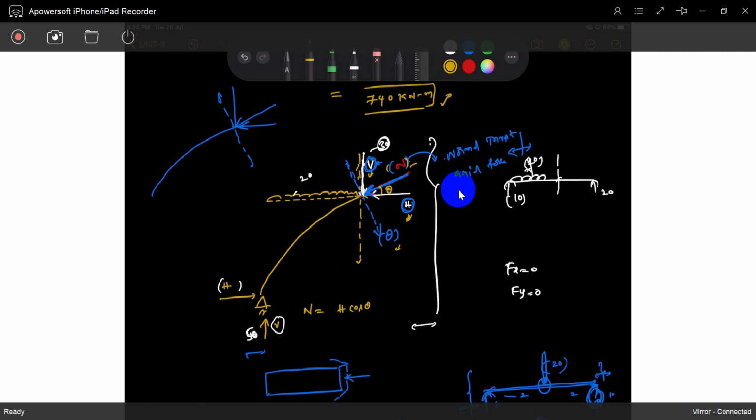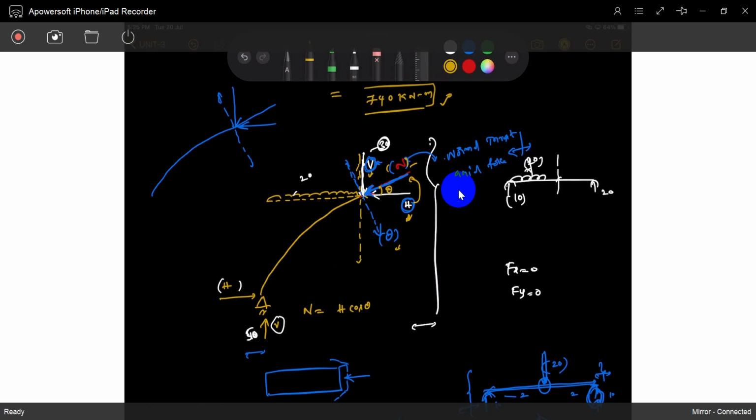Understood? This H is distributed in the direction of the N value. So we will divide V and H in the direction of N and Q. V and H are in perpendicular directions, no problem, and N and Q are also in perpendicular directions. But we will divide V and H in the direction of N and Q.